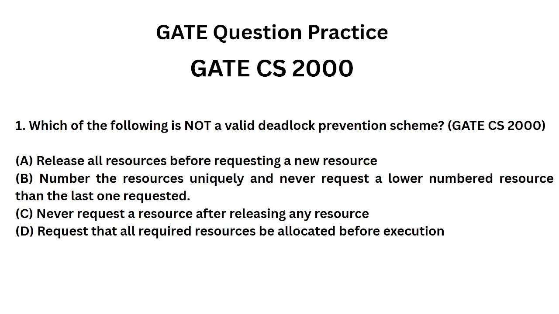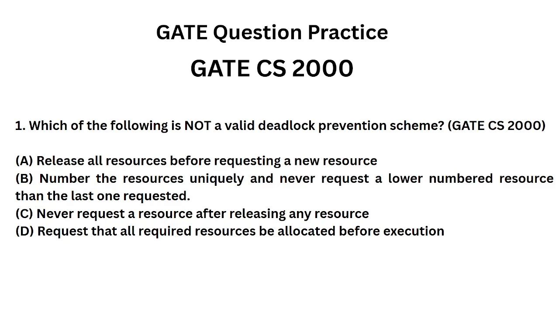Let's discuss option B. Number the resources uniquely and never request a lower number resource than the last one requested. So this technique breaks the circular wait condition. By enforcing a strict ordering of resource requests, we eliminate the cycles. So therefore, this is a valid prevention strategy.